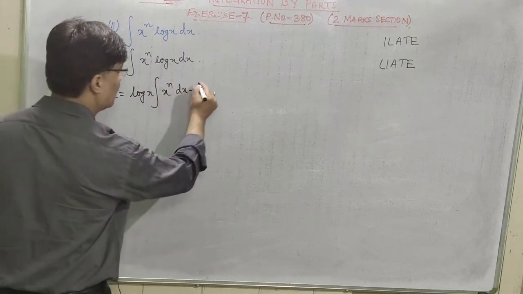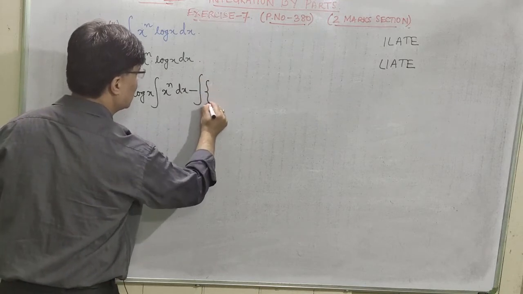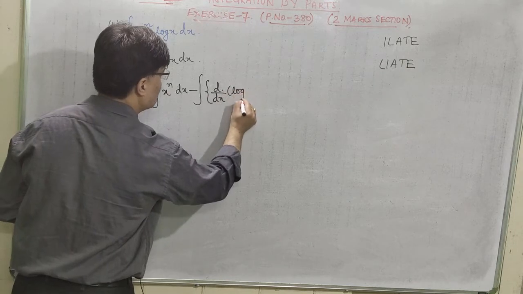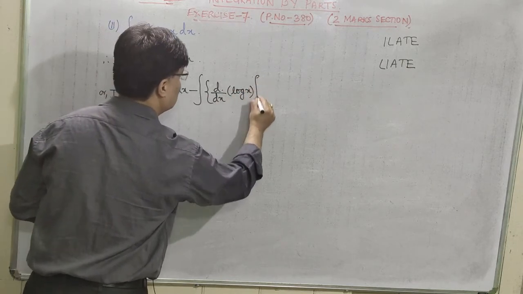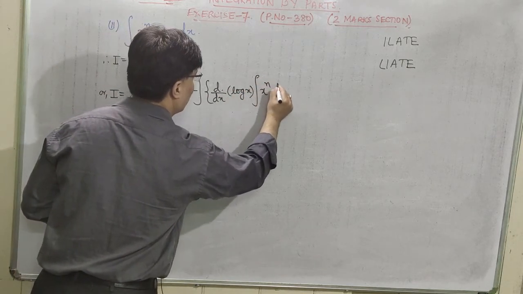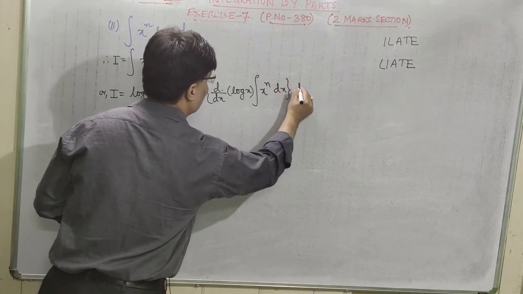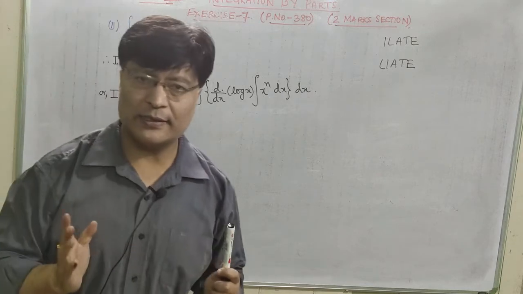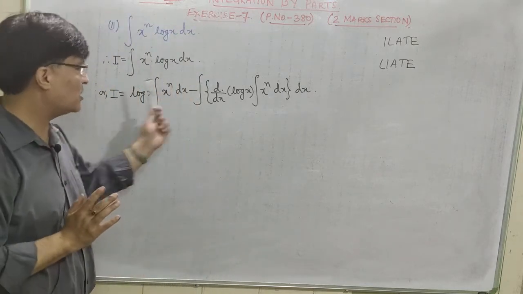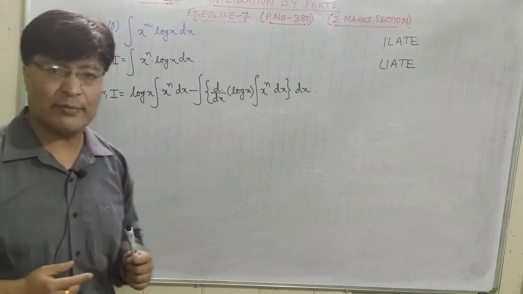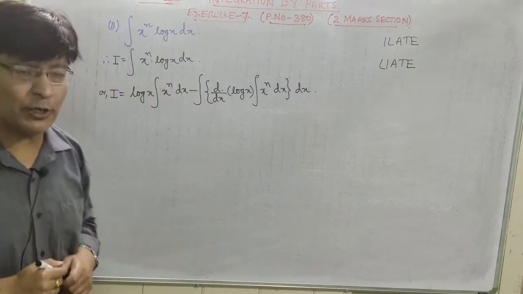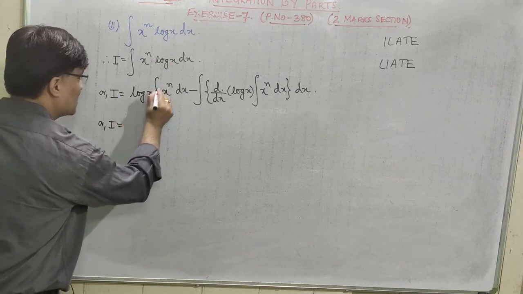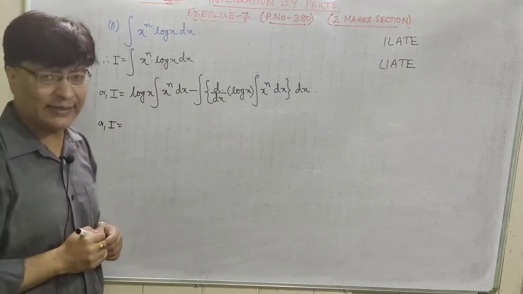What is the sign in between? Minus integral sign, then dy by dx of the first function, that is your log x, into integration of x to the power n dx, second bracket closed. Then what do we write? dx. So I think you have understood it. You have used this. You know what is integration by parts and you should know this formula also. Okay. So now I is, let us first integrate x to the power n.